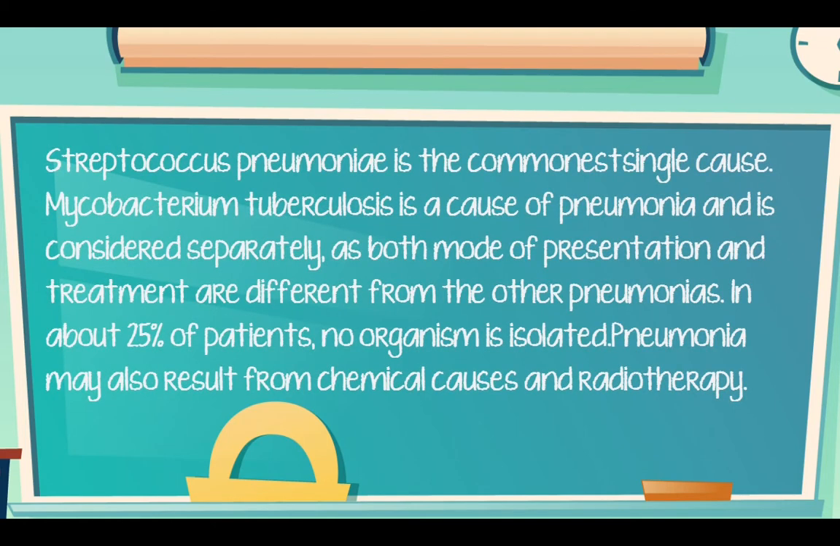Streptococcus pneumoniae, pneumococcus, is the commonest single cause. Mycobacterium tuberculosis is a cause of pneumonia and is considered separately, as both modes of presentation and treatment are different from the other pneumonias. In about 25% of patients, no organism is isolated. Pneumonia may also result from chemical causes, such as aspiration of vomit and radiotherapy.